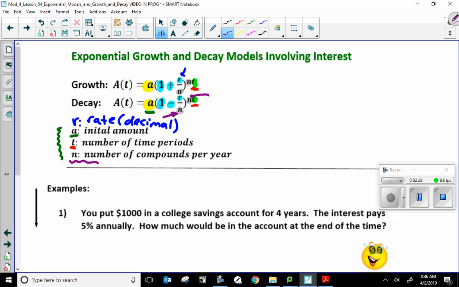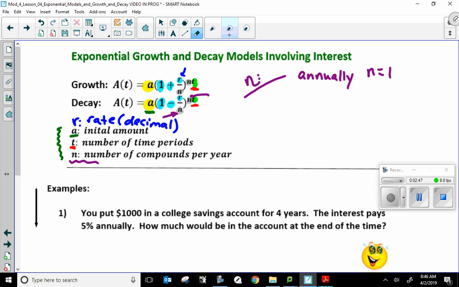But what does N mean? That is the number of compounds per year. Let me give you a brief rundown of what this can mean. When it comes to N, they can say it's compounded annually. That means N would equal 1. In fact, let's do a little table, shall we? N would be 1.